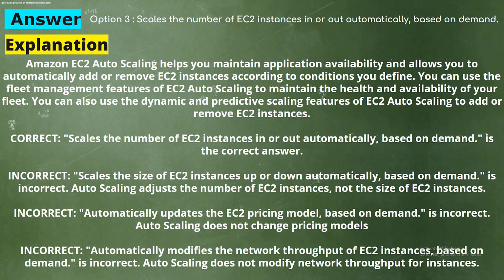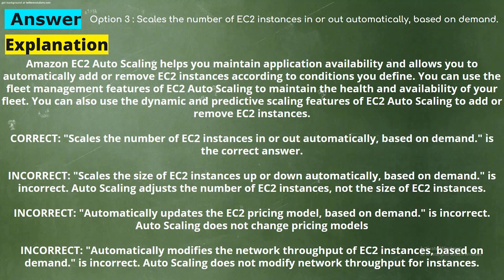Is the correct answer. Incorrect, scales the size of EC2 instances up or down automatically, based on demand, is incorrect. Auto-scaling adjusts the number of EC2 instances, not the size of EC2 instances. Incorrect, automatically updates the EC2 pricing model, based on demand.